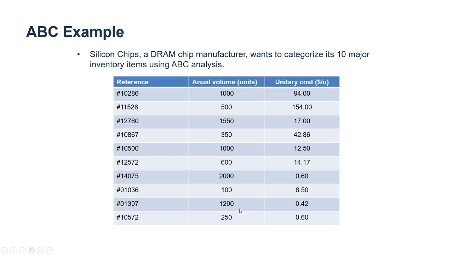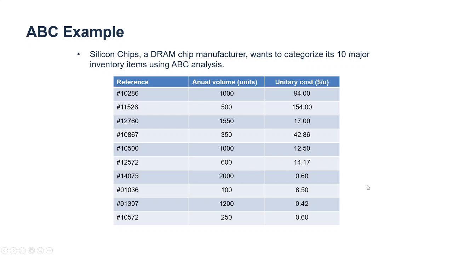Let's see a very simple example. Let's imagine a company that has this set of references, only 10, and we have an annual volume. This could be the total items that we have over a whole year, or this could be the average inventory, something that represents how many items we have to deal with of each of these references. And we have the unit cost, which is different across different items. Okay, so we have some items which are large in number, like this one here, of which we have 2,000, and we have others of which we have just a few, which is the case here, 100.